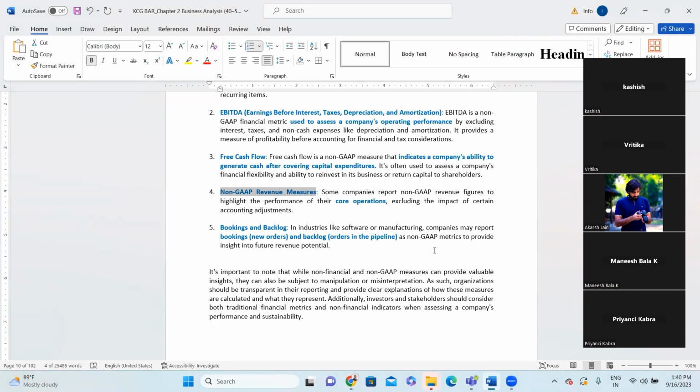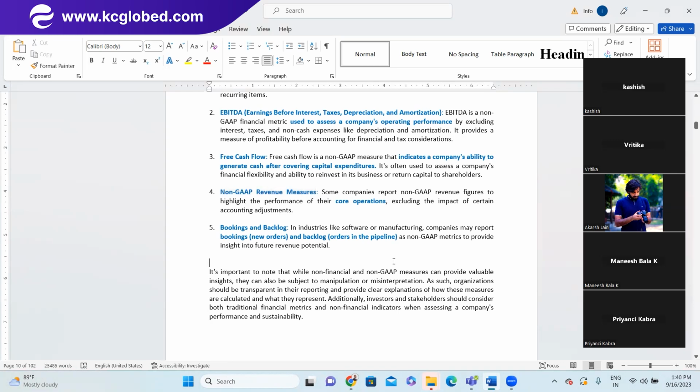Fifth one is bookings and backlogs. So in industry like software or manufacturing, company may report bookings of the new order, backlogs, that is order in pipeline, as a non-GAAP metric to provide insight into the future revenue potential. Like for example, Make My Trip, or maybe any airlines, or maybe any hotel industry, right? How many tickets they have already sold for the future flights, right? That can also be considered as a non-GAAP measurement of performance, right? Make sense?